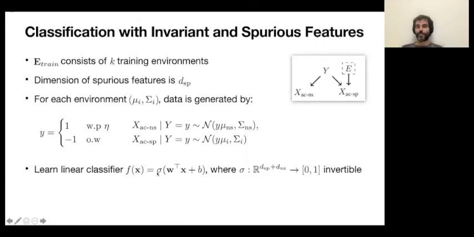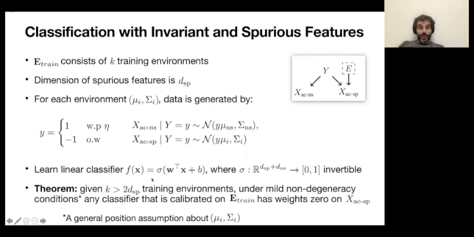And we assume we learn some linear classifier with a sigmoid or some other invertible function. And what we show is the following. If we have enough training environments, two times the dimension of the spurious features, and some mild non-degeneracy conditions, any classifier that is calibrated on the set of training environments has zero weights on the spurious features. So it learns to ignore the spurious features. If you're calibrated on enough environments, you automatically learn which are the spurious features and that you should not use them. So that's one result in this linear Gaussian case.